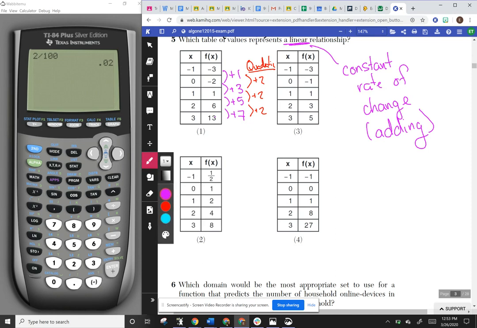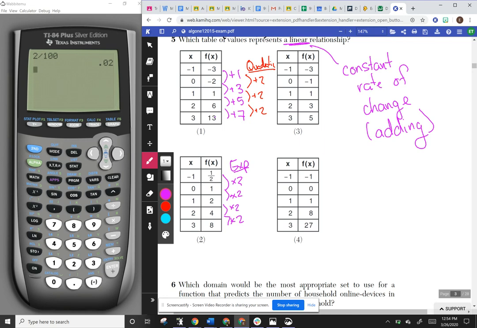Let's go to number 2. So from 1/2 to 1, it's plus 1/2. From 1 to 2, it's plus 1. It's plus 2, it's plus 4. And if you notice, it's actually doubling every time. So I'm going to go ahead and erase all of that and just say, oh, it's times 2, right? So this is exponential because it may look constant, but that's multiplying. And we know linear is when we're adding, constant rate of change.